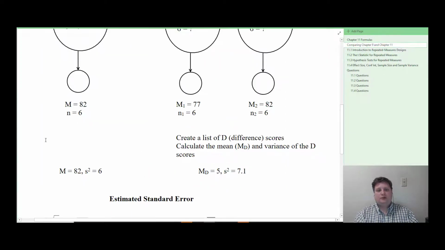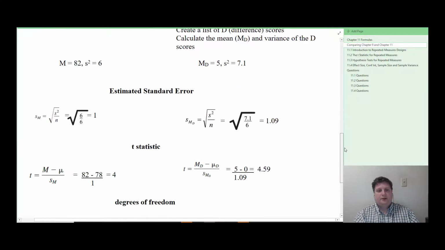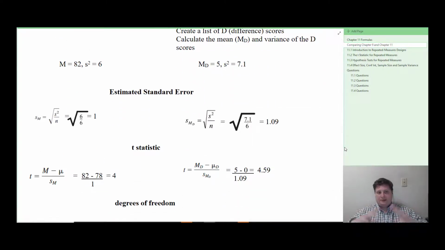And that's what we're going to use instead of the mean and variance of the population or a single sample. So notice from here on out, it's the exact same structure. The mean is 82, variance is 6. Let's say we have a mean of 5 and 7.1. Why is the mean so much smaller? Because it's the difference between the scores, whereas on the left it's the scores.